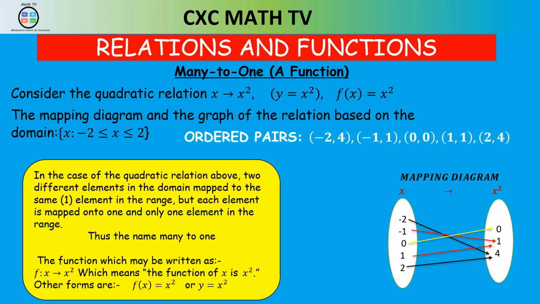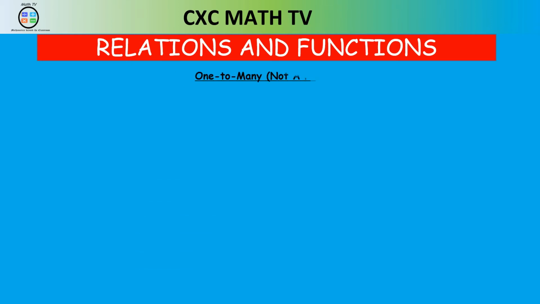Alright, the next one is one to many relation. Now this one is not a function. Now consider the relation x being mapped to plus or minus the square root of x, for the domain when x is between 0 and 4.